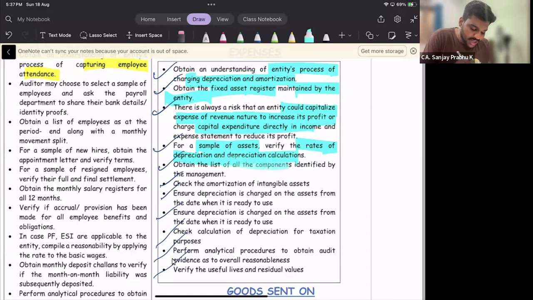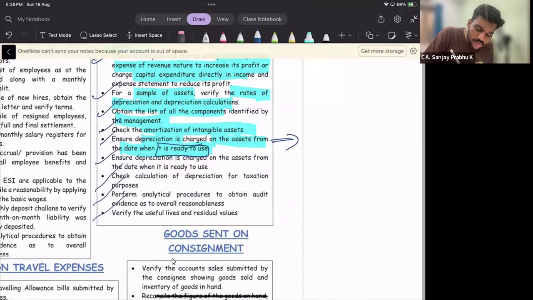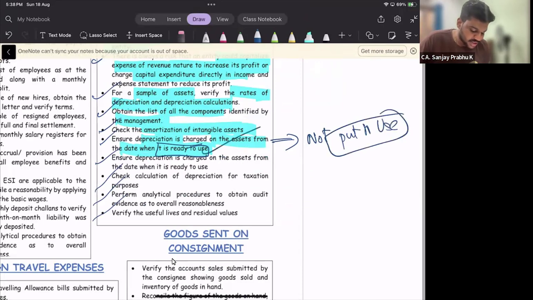Then obtain the list of all the components identified by the management. Check the amortization of intangible assets. Ensure the depreciation is charged on the asset from the date when it is ready to use and not when it is put to use. When the asset is ready to use, we can start charging the depreciation. I think you are already learning this topic in your DT, direct tax. Not put to use, but ready to use, we have to charge the depreciation. I think these two points are the same, a small mistake. Check the calculation of depreciation for taxation purposes.